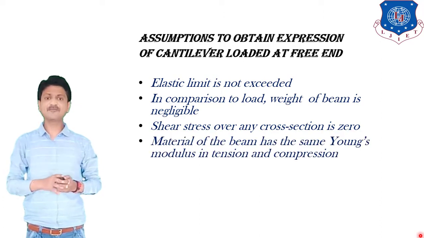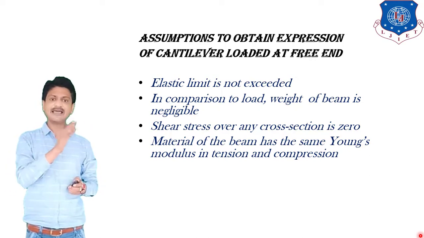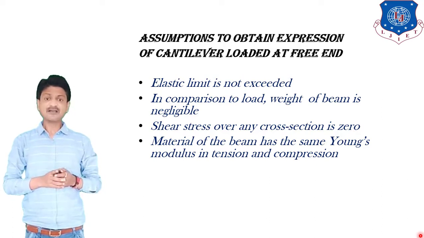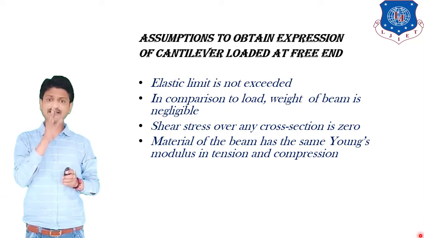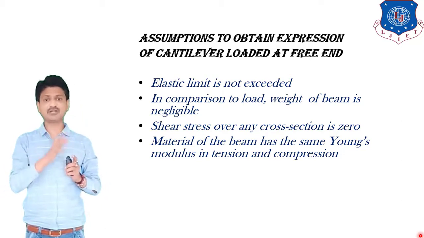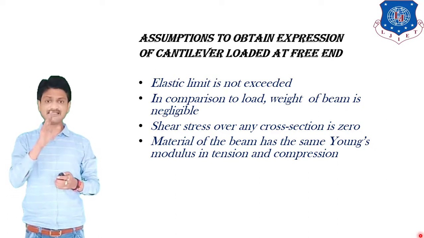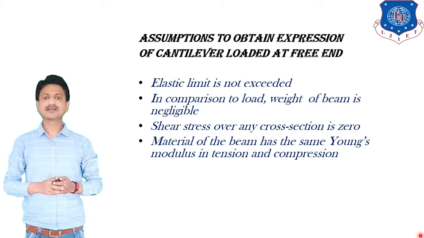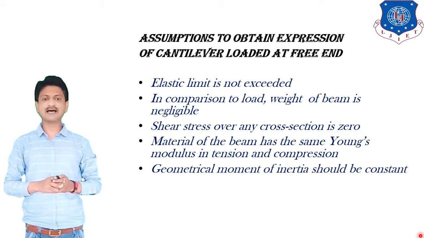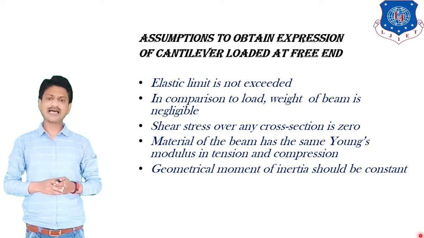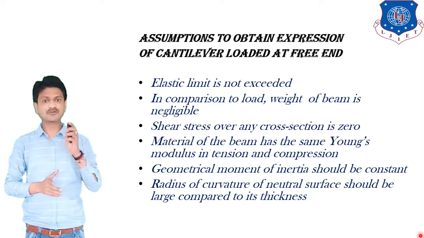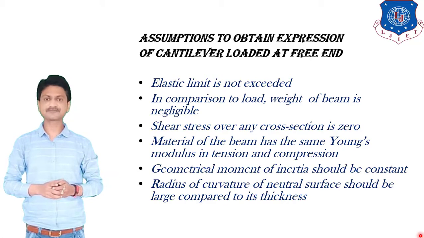Next, the material of the beam has the same Young's modulus in tension and compression. We have discussed that there are two processes, tension and compression. In both processes, there must be the same Young's modulus for the material of the beam. It is a very important assumption for deriving the expression for the cantilever. Next, the geometrical moment of inertia should be constant. And the last, the radius of curvature of the neutral surface should be large compared to its thickness. These are the assumptions we have to keep in mind for the derivation.